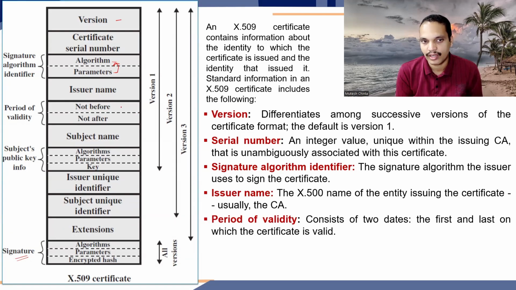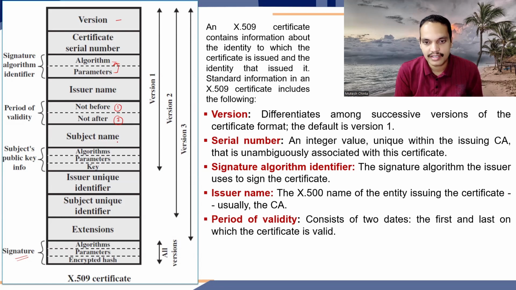Once again, it consists of two things. The first one is not before and the second one is not after. The first date till the last date for which this certificate is valid. Now you might be questioning, what happens if this date passes? The certificate will become invalid and it will be rejected. So any issuer or any user will have to apply for the certificate extension. We will discuss this in the next video. How do you extend these certificates? What do you mean by certificate revocation? Or what do you mean by a certificate revocation list?